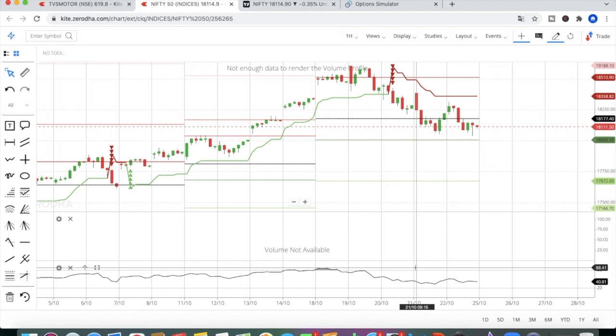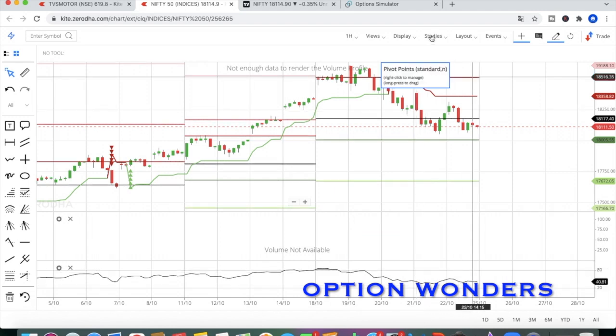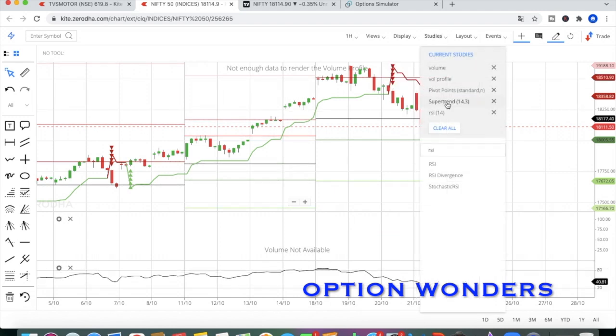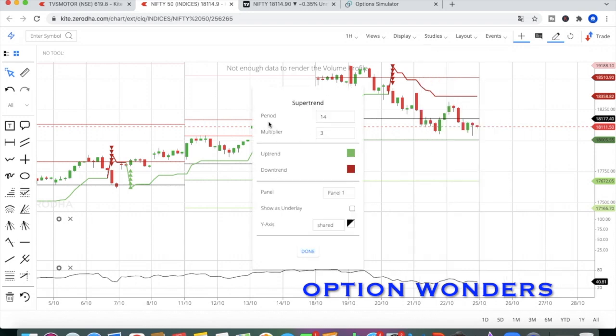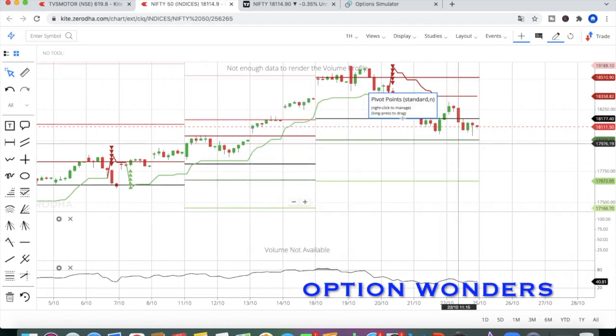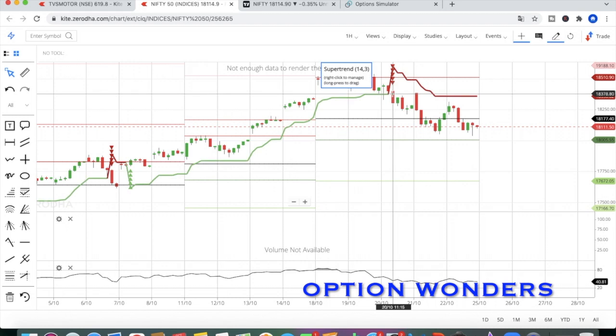So friends, now let's discuss how you can do option selling for intraday using the Supertrend indicator. First you have to go to the studies and put your Supertrend, and you can put pivot points and RSI also. These are the indicators which you can use for intraday option selling. In Supertrend, you have to change the period to 14 and the multiplier to 3. Now let's see what happened last 20th.